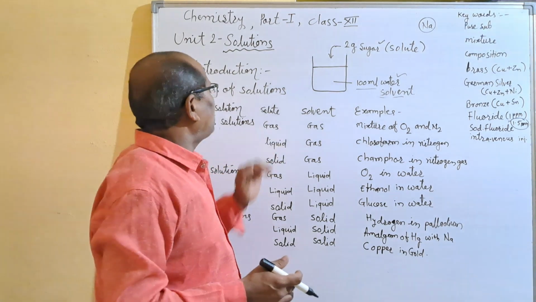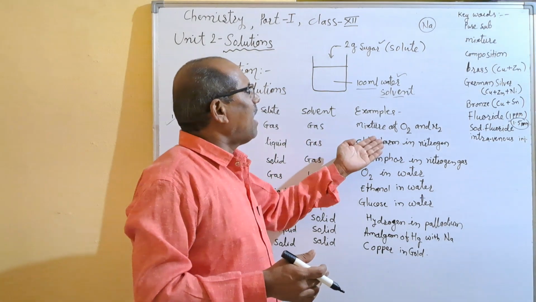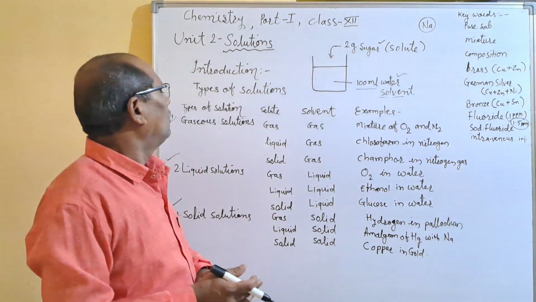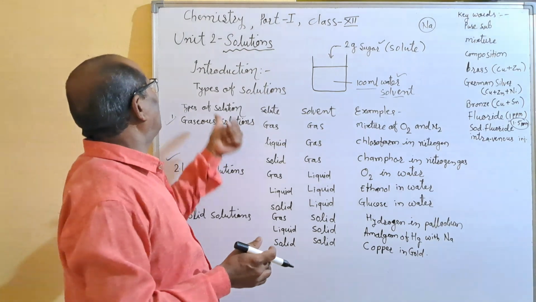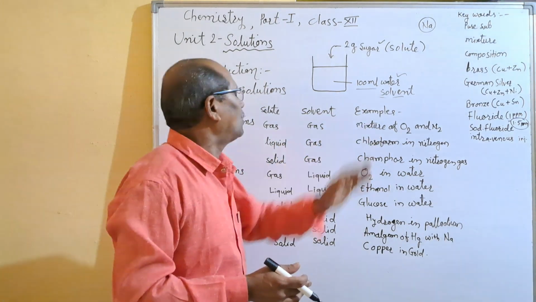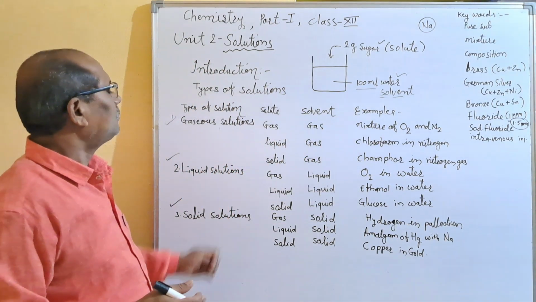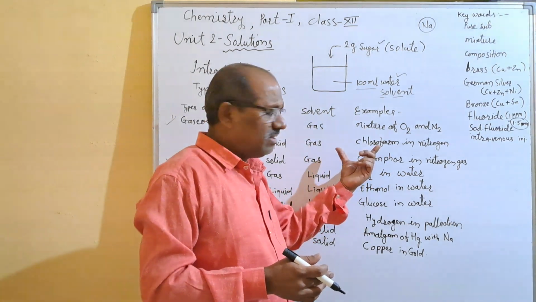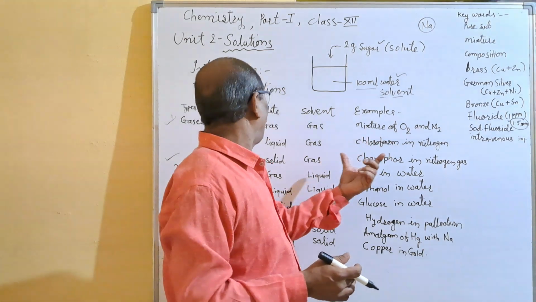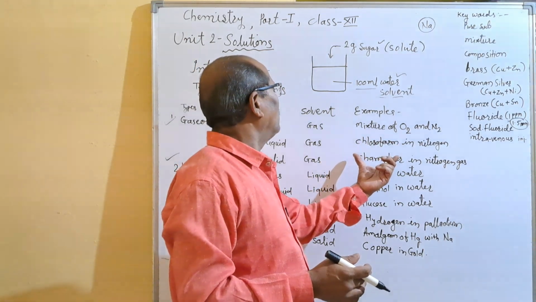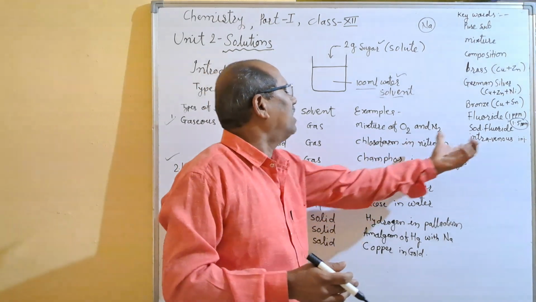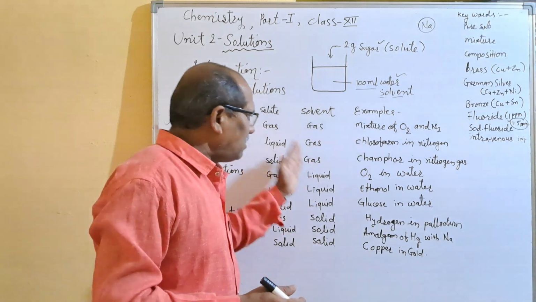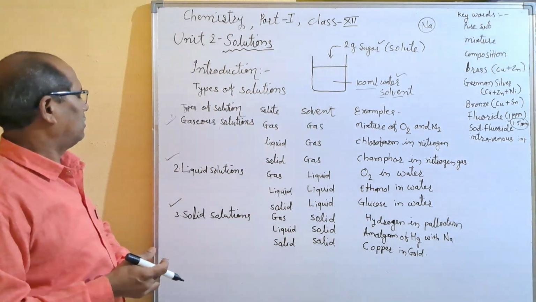Then liquid in gas: chloroform vapors are present in nitrogen gas. In that case, we say the given gaseous solution is a liquid in gas type solution. Solid in gas: camphor is a white crystalline substance that is present in the form of its fumes, or solid camphor is in direct contact with nitrogen gas. These are examples of gaseous solutions.